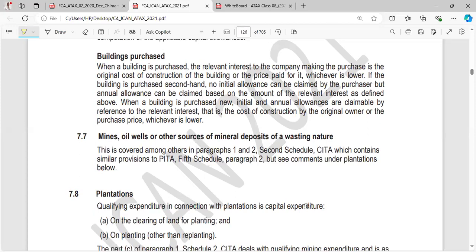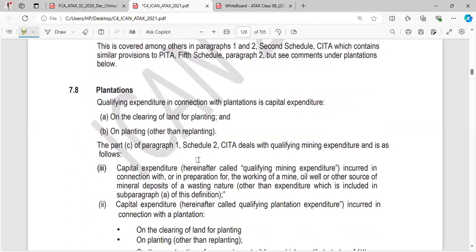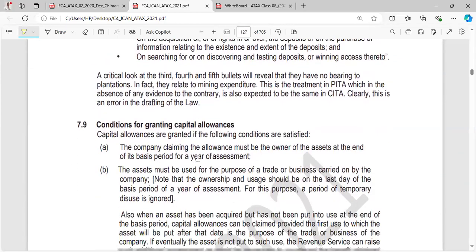So we find out that when buildings are purchased second-hand, do not claim initial allowance. Sometimes they will give you a question and tell you the building was purchased second-hand, no initial allowance. That's the only one we want to talk about. The rest you can read.